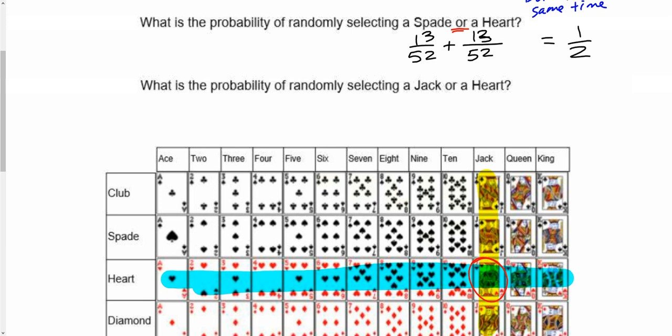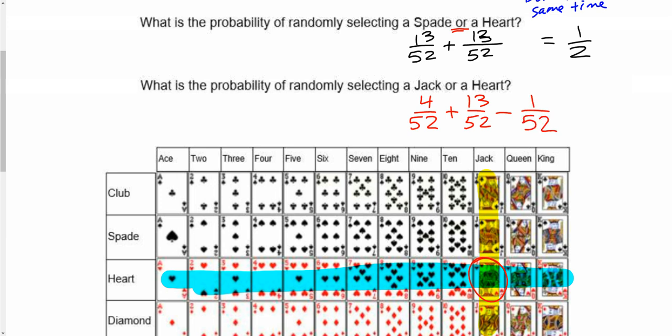So when we do the formula, we do each individual probability, but then we subtract the overlap. So probability of getting a jack, 4 out of 52, plus the probability of getting a heart, 13 out of 52, minus the overlap. There's one card that got counted twice.